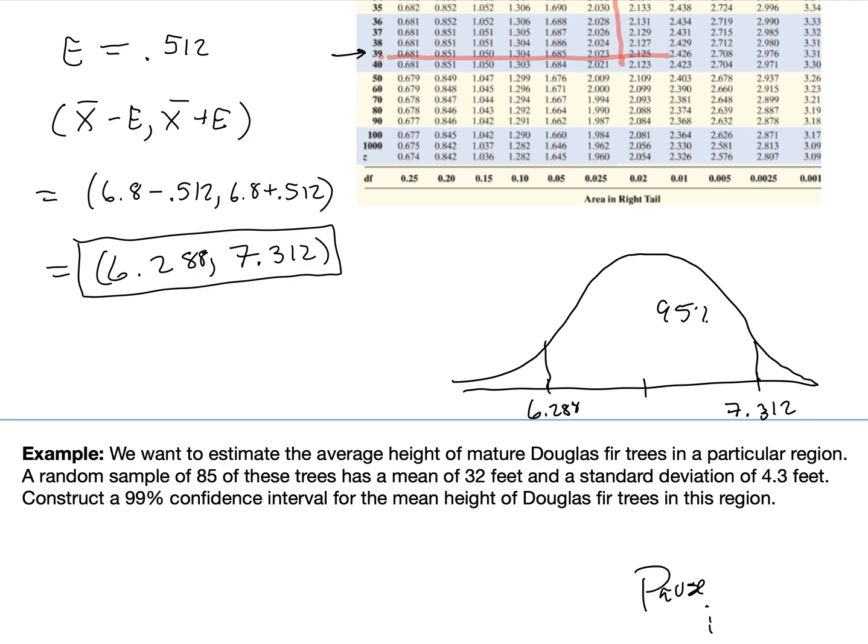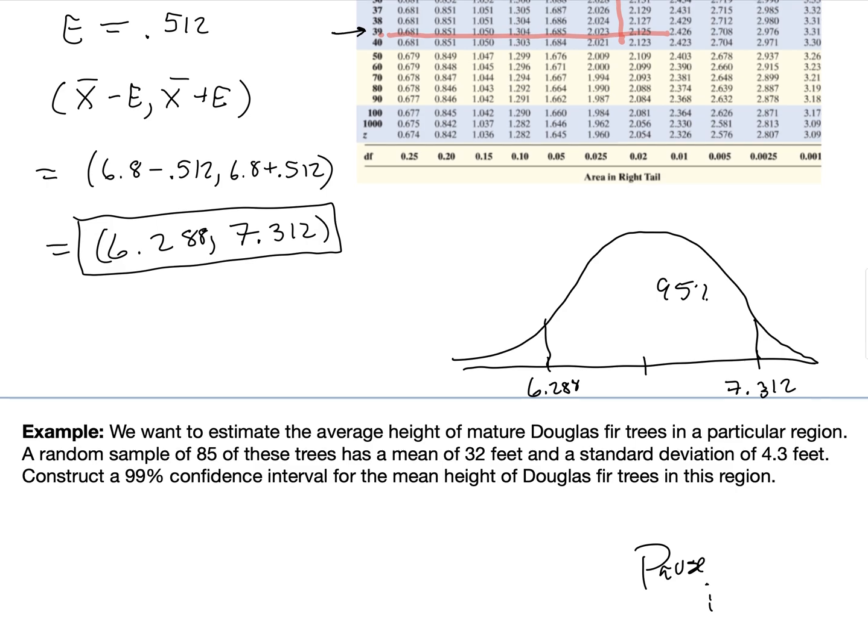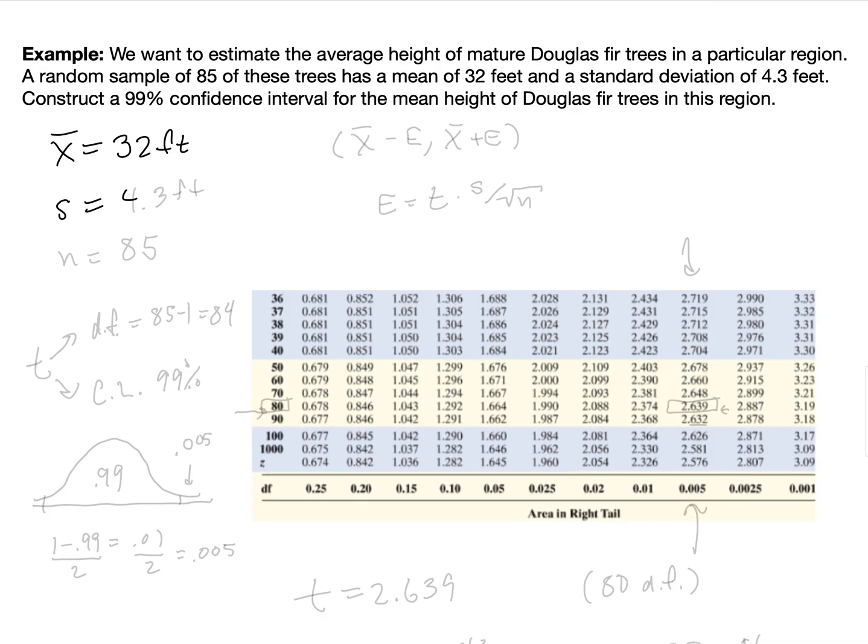All right, let's first start by writing all the things we know. We know that the sample mean for this sample of 85 trees was 32 feet. We know that the standard deviation for this sample was 4.3 feet. We're going to be finding a confidence interval, the sample mean minus the margin of error to the sample mean plus the margin of error, where the margin of error is equal to t times the standard deviation of the sample over the square root of the sample size. The sample size was n equals 85 trees. That's our sample. Okay, so we know s, we know n, we need to find t.